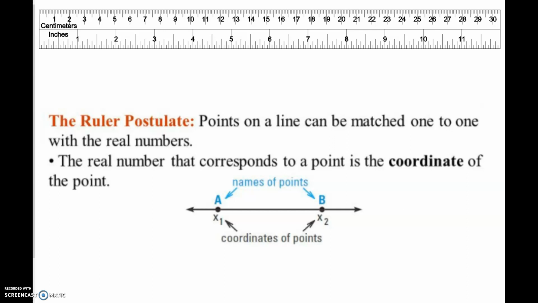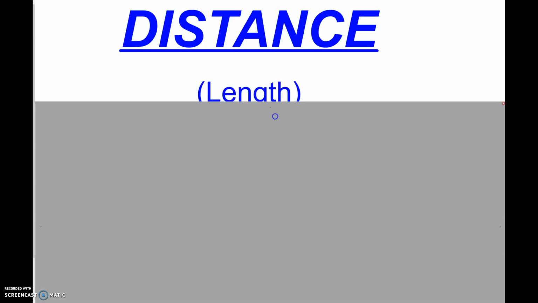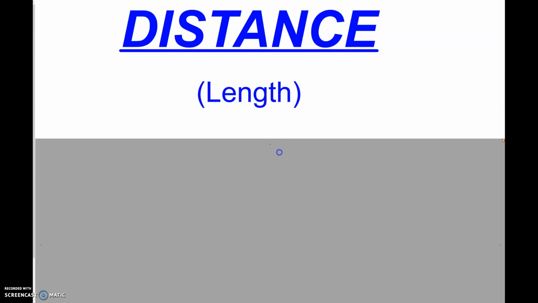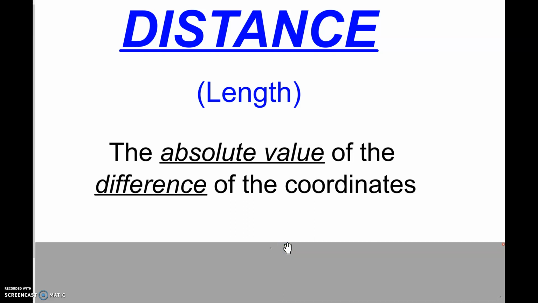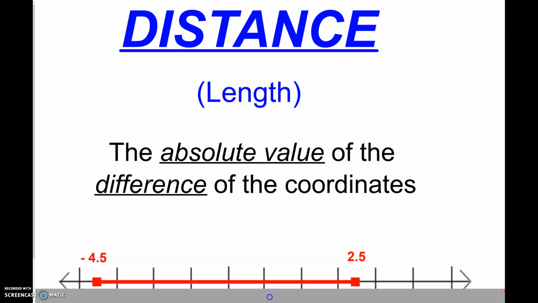So if we have a segment, we can measure finite distances. So a distance, what is a distance? It is the length of something, and it is always the absolute value of the difference of the coordinates. Absolute value of the difference of the coordinates.